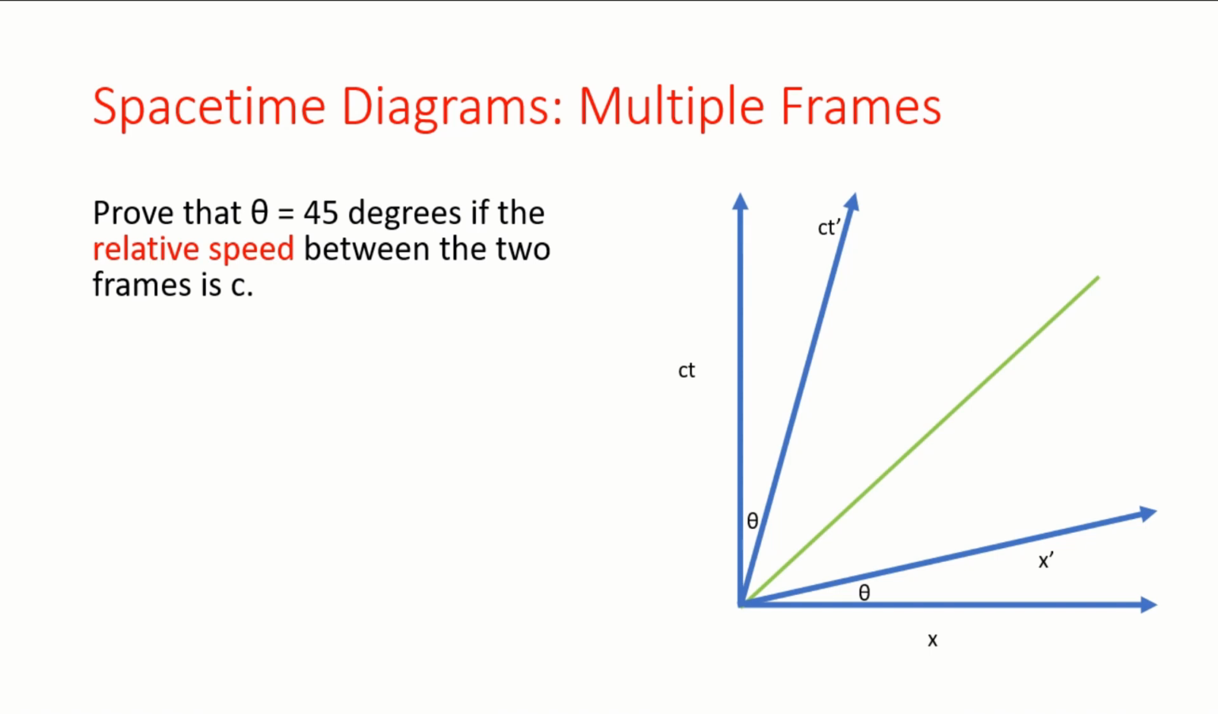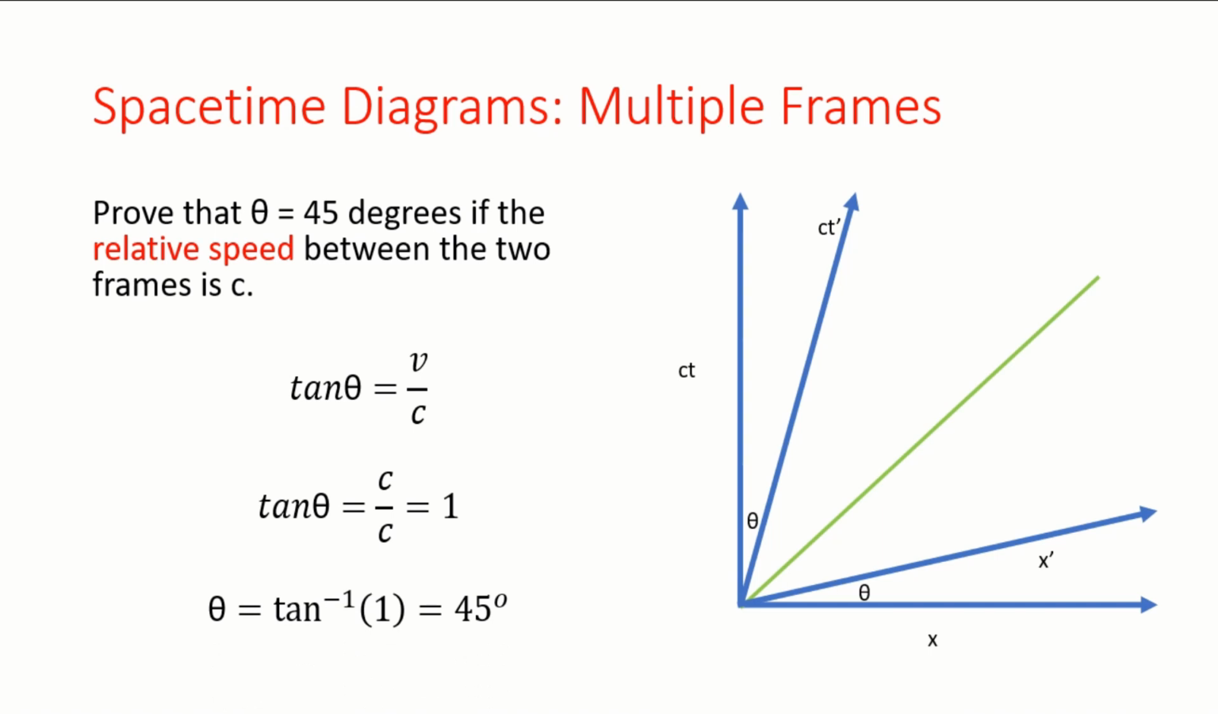Feel free to pause the video at this stage and try the question on your own. I'm assuming you've had a chance to have a try of that. We know that tan theta is v over c. If the relative speed between the two frames is c, that means v is equal to c. C over c just gives you 1. Inverse tan of 1 is 45 degrees. So that's why we write that world line of light as being at a 45-degree angle to both the ct and x axes, and that makes sense because it should be symmetrical, and the most symmetrical would be 45.